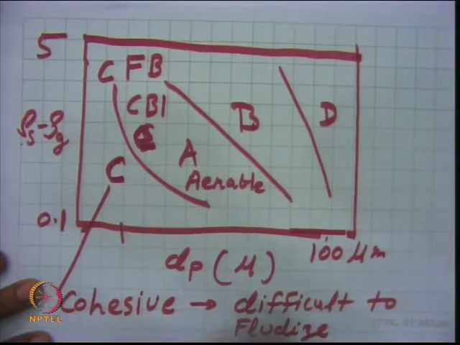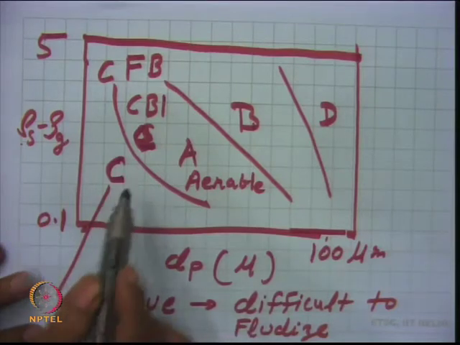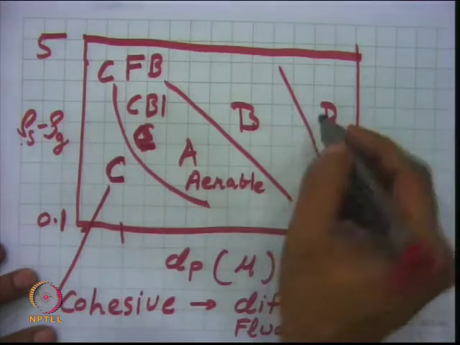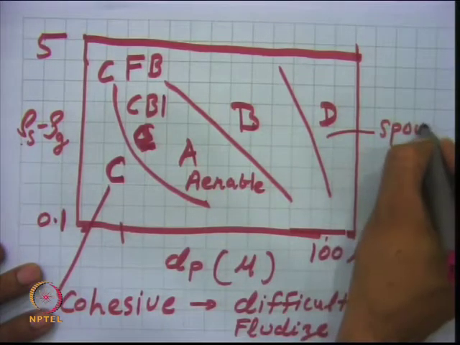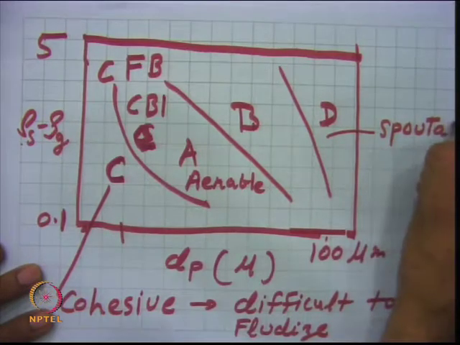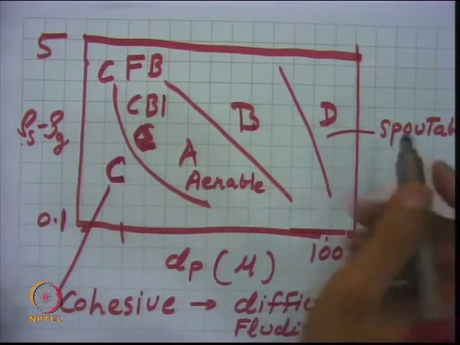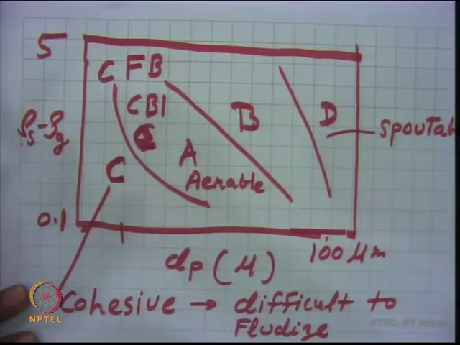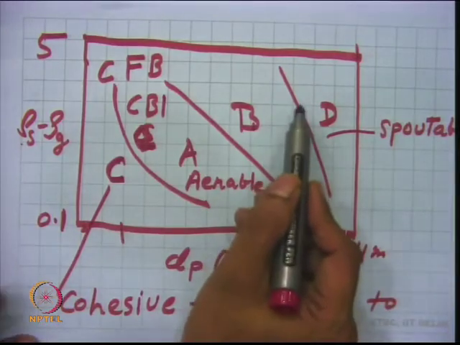So, these size particles are very fine in one way, and they are very difficult to fluidize. Here, this D type is known as spoutable, and this is a kind of spouted bed, which is especially for large size particles. Basically, it is not able to fluidize easily. The particles are larger in size, and the density is also high, so they are very difficult to fluidize again.